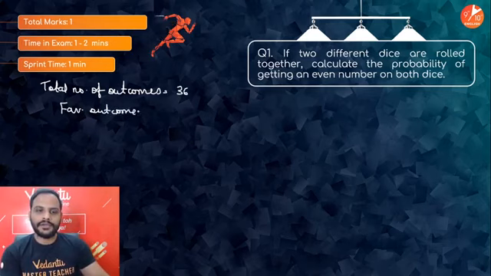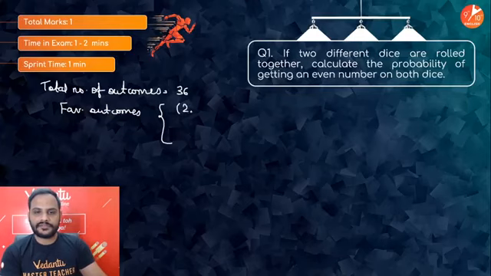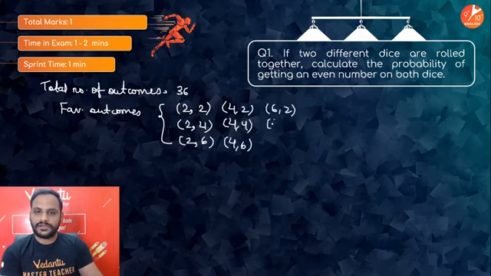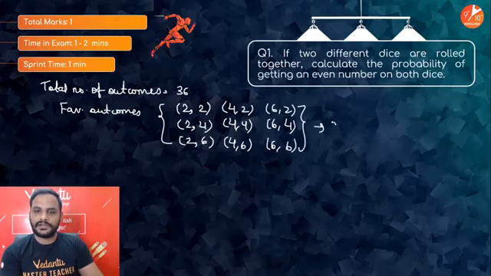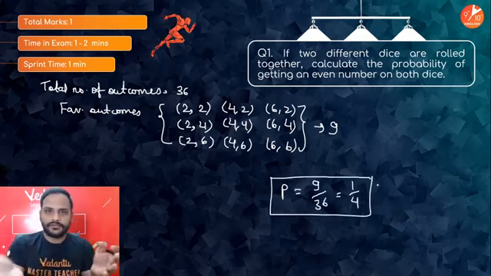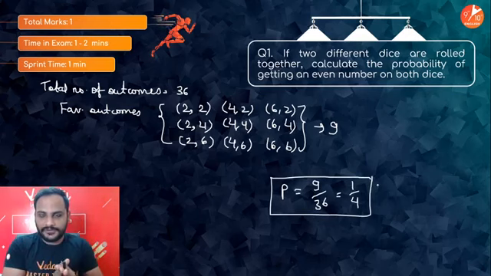Favorable outcomes: you want an even number on both the dice. Suppose the first dice gets 2, second dice also 2. First dice 2, second dice 4, first dice 2, second dice 6. Same way, first dice 4, second dice 2, first dice 4, second dice 4, first dice 4, second dice 6. And first dice 6, second dice 2, first dice 6, second dice 4, first dice 6, second dice also 6. So total 9 favorable outcomes. Probability will be 9 upon 36, which is equal to 1 by 4. Done. Nothing else. So always first see how many total outcomes are there.